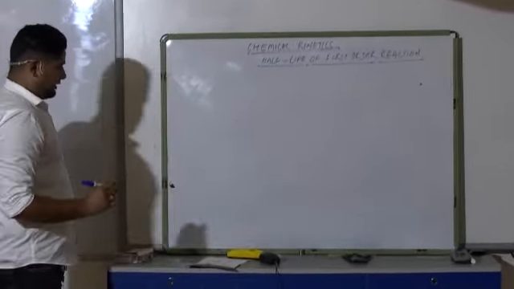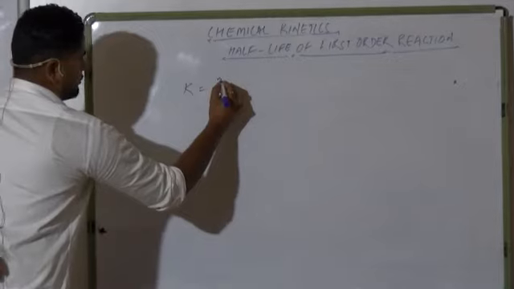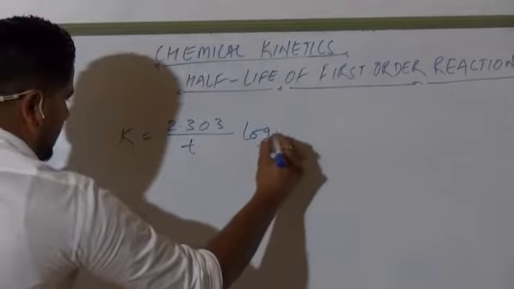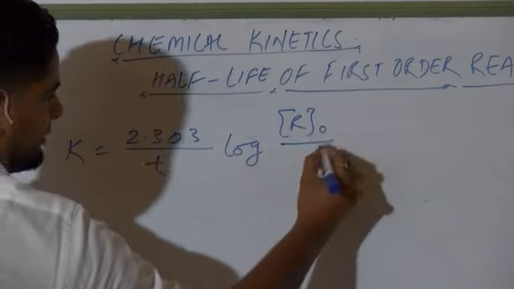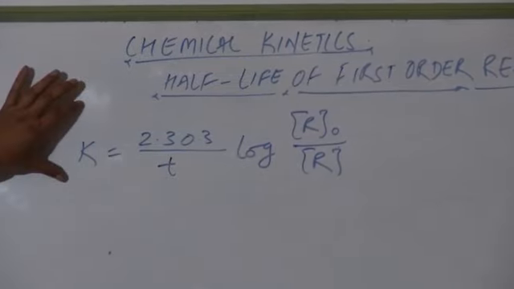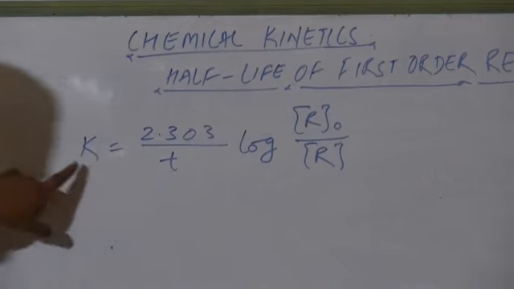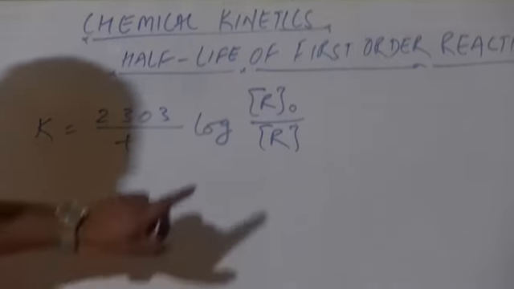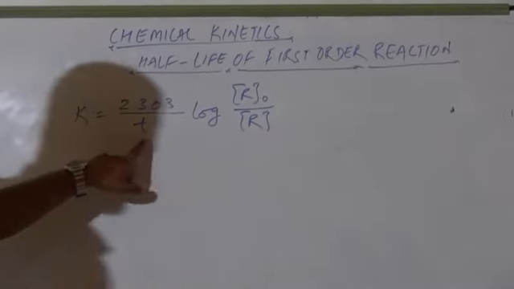In the last class, I think you were given this equation: K is equal to 2.303 by T log of the initial concentration of the reactant divided by the final concentration. Yes, this is the rate expression for the first order reaction. Here T is time, K is the rate constant, R naught is the initial concentration of the reactant, and R is the final concentration of the reactant at time T.